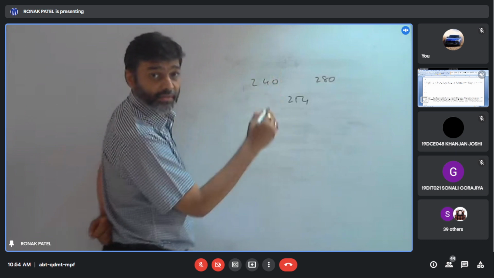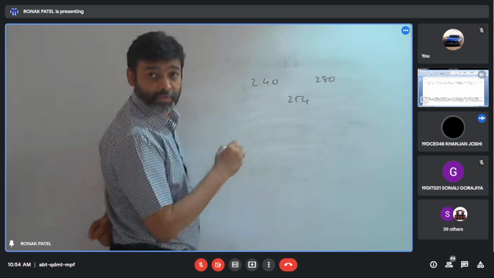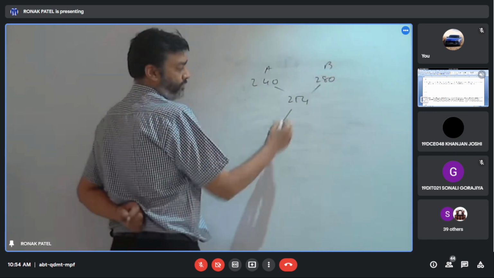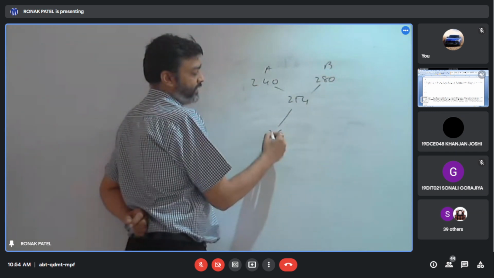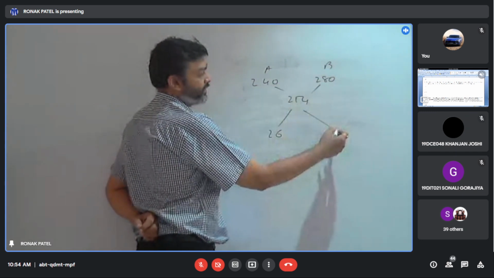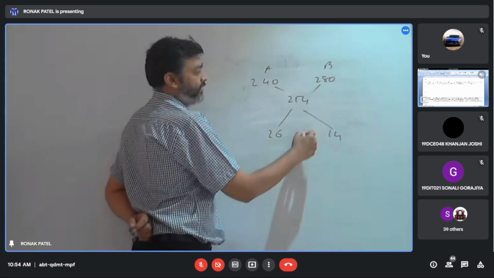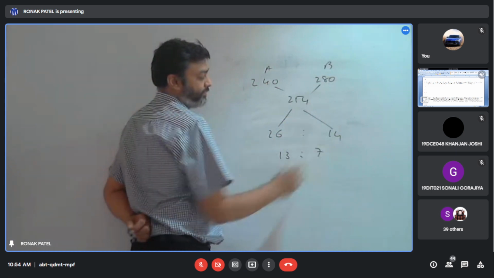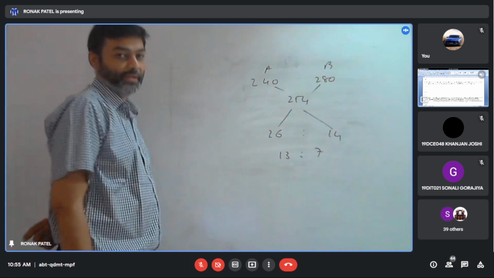Like first is 14, two varieties, like for A and B. So the difference of these two will go here. So 26, and the difference of these two goes here. That is called 14. And you take this ratio. So that is called 13 is to 7. This is the ratio in which you should buy it.